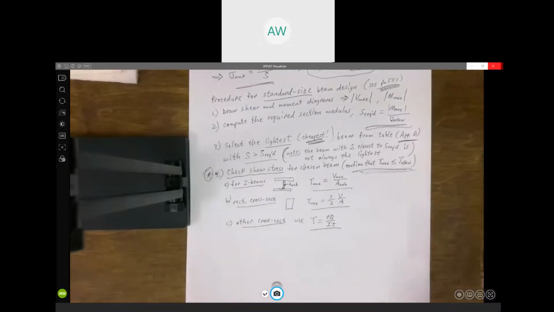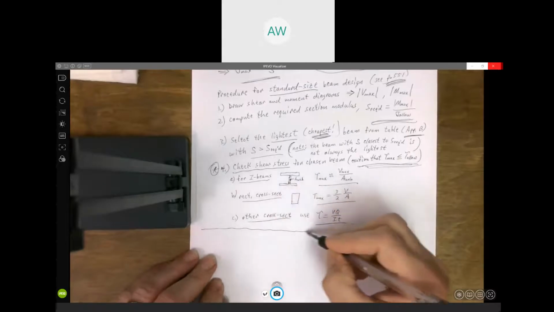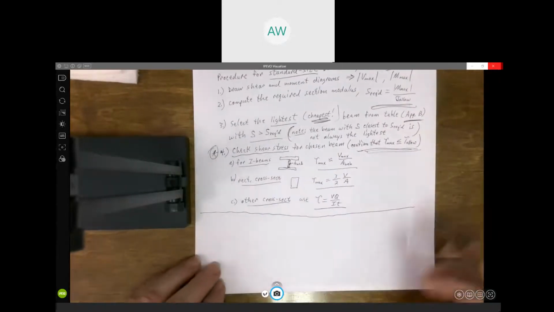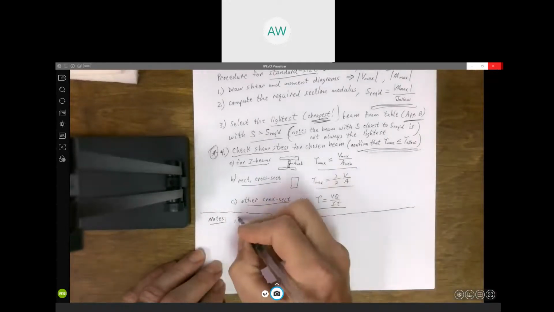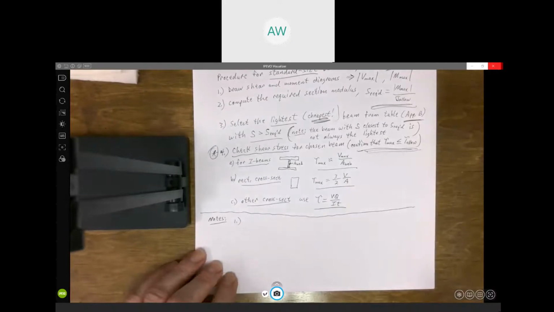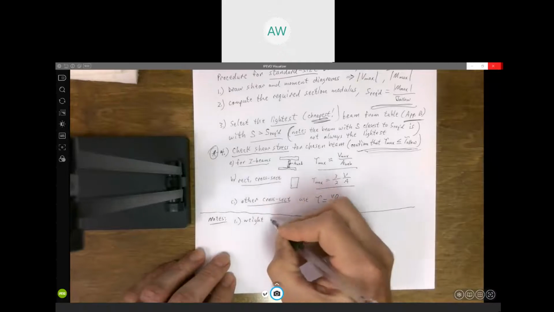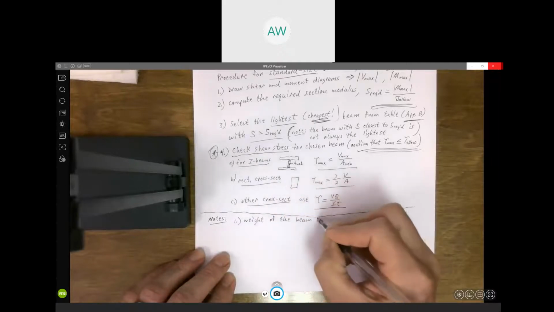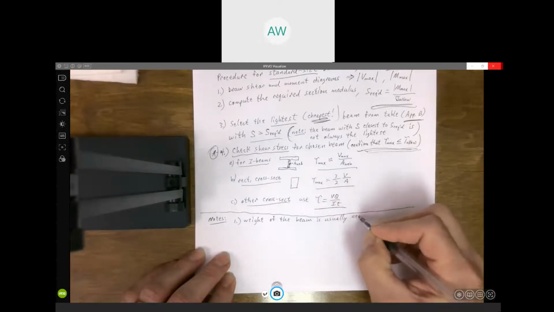Two other little general comments, and then we're going to go through and work a problem. I think I've got room to squeeze this in on the bottom down here on this sheet. So just a couple of little notes. One, the weight of the beam is usually neglected.